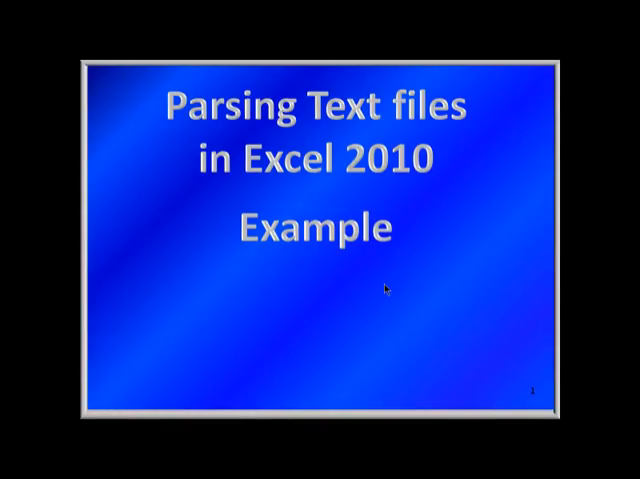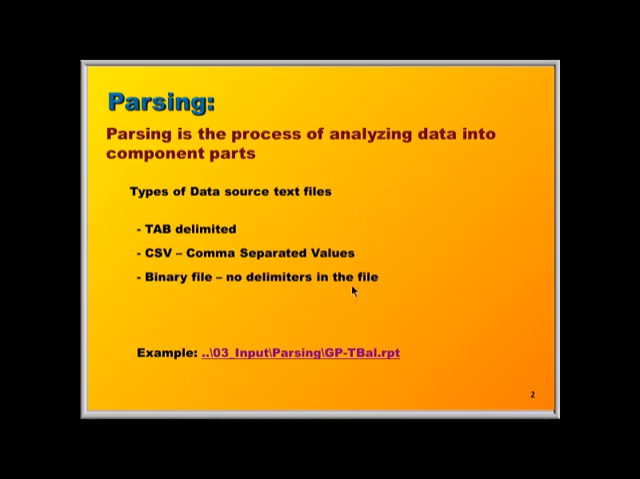This section is an example of opening a text file from Excel and parsing the text into columns of data. Parsing is the process of analyzing data into its component parts. You can get different types of text file, and here are some.